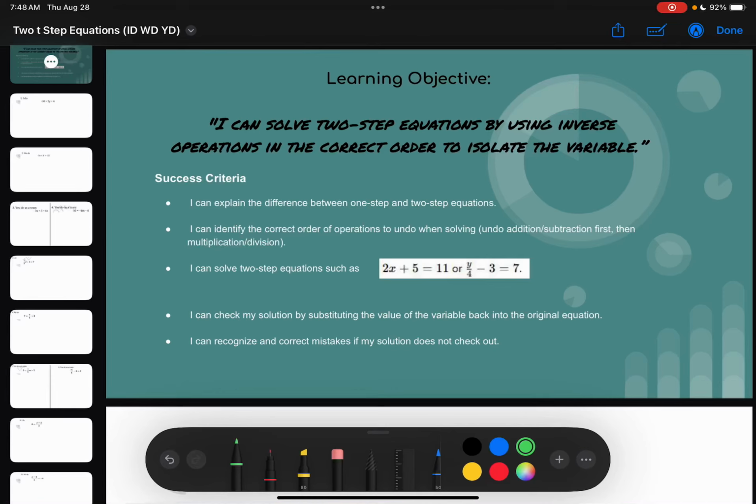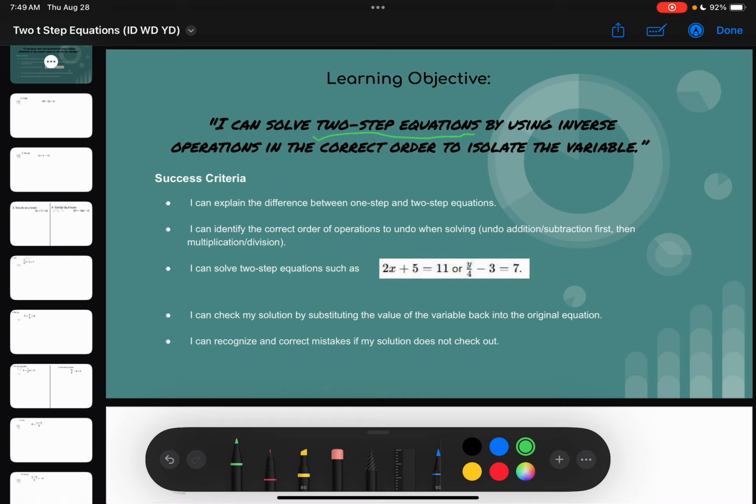All right, we are going to be looking at solving two-step equations here, which is just the natural next step of solving equations after talking about one-step equations. The difference here is that you're not just going to have the variable with one other piece. You've got a little bit more with that.